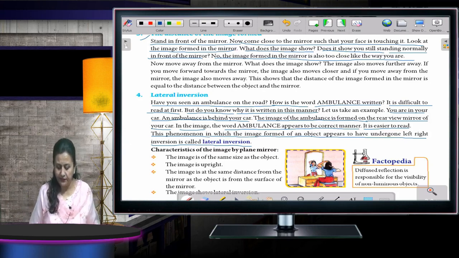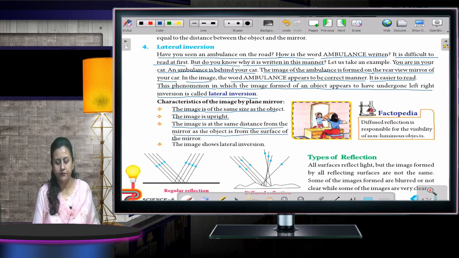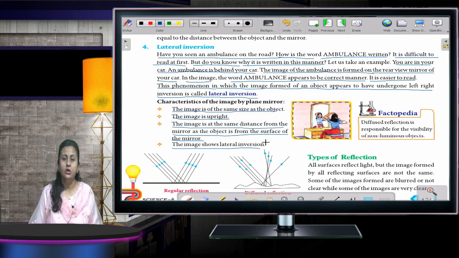Now what are the characteristics? First, the image is of the same size. As I told you, the image is upright. The image is at the same distance from the mirror as the object is from the surface of the mirror, and the image shows lateral inversion. Okay, so these were the characteristics of the image formed in a plane mirror.